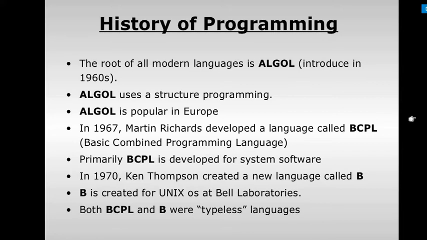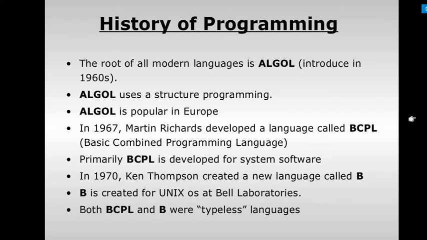The root of all the modern languages, whatever the languages we have right now like C, C sharp, C++, Python and so on, all these modern languages, the basic root is ALGOL that was initially introduced in 1960s. ALGOL uses structured programming. This is the programming language which used the concept of structured programming, and it was very popular in Europe.